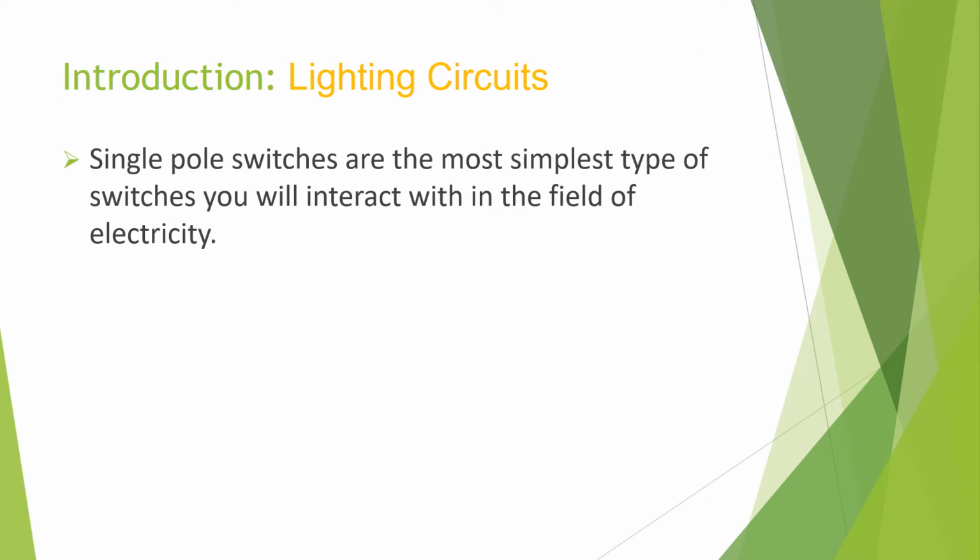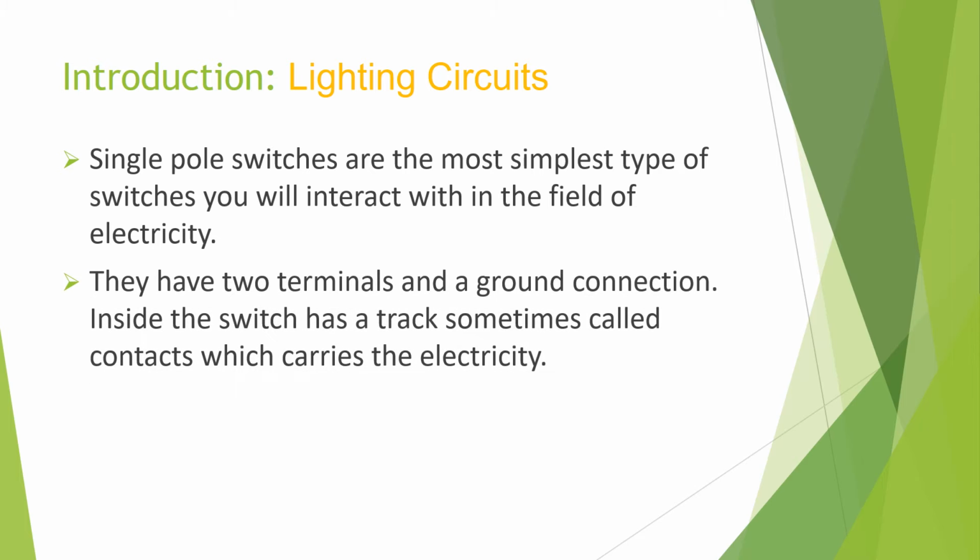Introduction. Single pole switches are the simplest type of switches you will ever interact with in the field of electricity. This is a very basic switch. This is a very basic circuit. It's like the first thing, like the letter A in the alphabet. They have two terminals and a ground connection. Inside the switch, there is a track, sometimes called contacts, which carries the electricity.